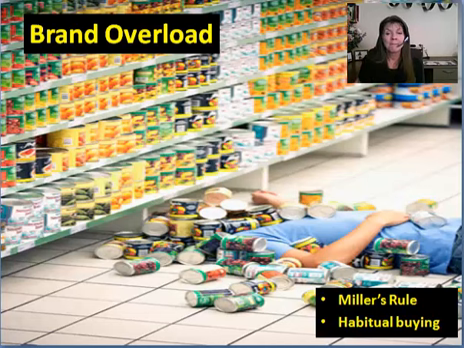Miller's Rule, the magic number 7. So we can consider about 7 things at one time, give or take 2. The magic average here being 7. In fact, brand overload can prompt habitual buying. How often have you just looked at an aisle like this and just grabbed your trusted brand instead of seriously studying and considering the many brands that they have?